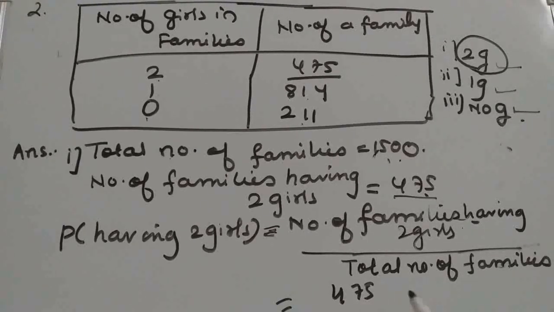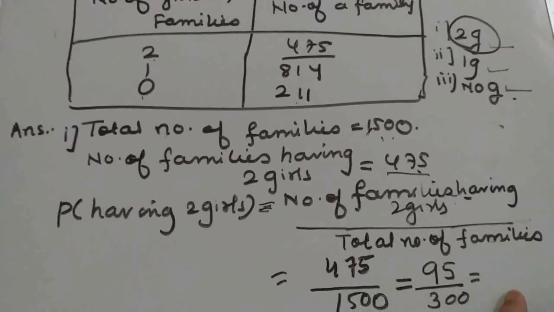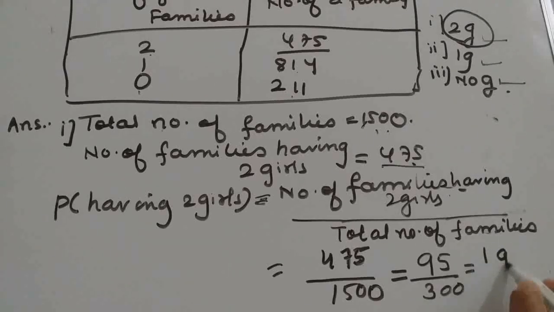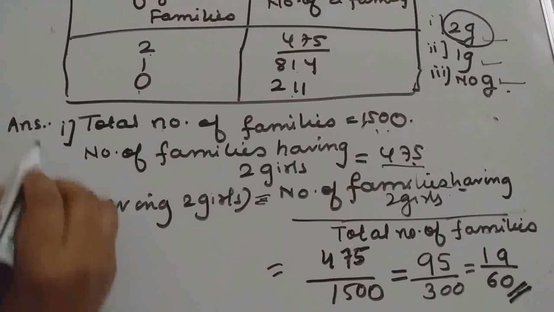So this we can simplify using 5 as a divisor, isn't it? So what will we get here? 95 by 300. Further we can divide using 5 again. So we will get 19 by 60. Now we can't divide further. This is the simplified form. So 19 by 60 is the probability of having 2 girls. In a similar way we can find the second part.